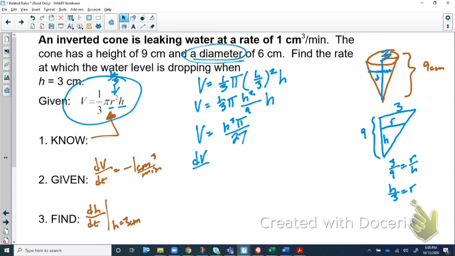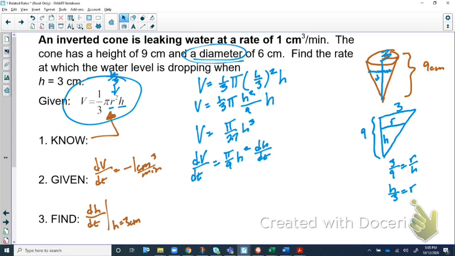So let's go ahead and differentiate that. So that'll be dV/dt on the left side. And so here, the pi over 27, again, you can just think of that as a constant. I'm really looking at the h cubed. Here, let's clean it up just a little bit so it's easier to see. We can look at it as pi over 27 times h cubed. So I'm using the power rule there, and I'm going to multiply by 3. So it'll be 3 over 27. So that'll be pi over 9 h squared dh/dt.